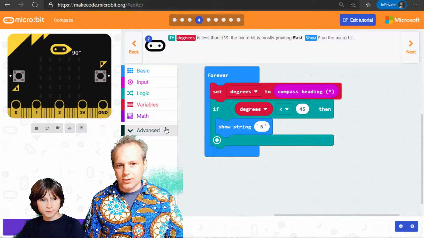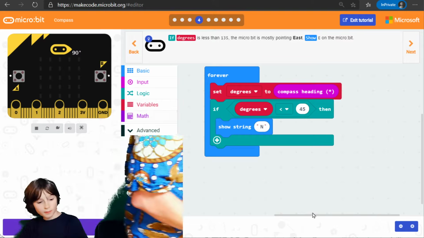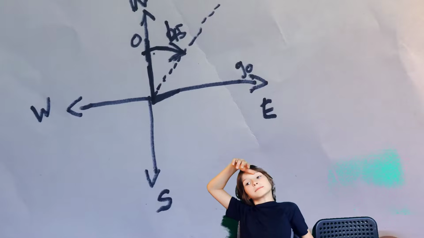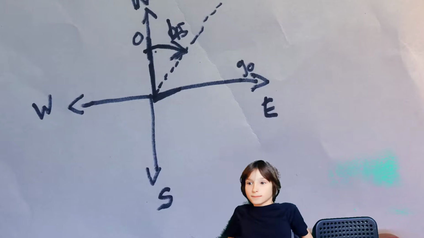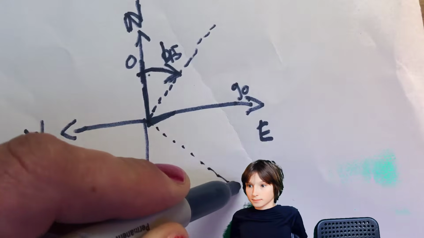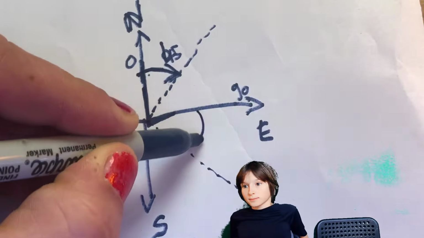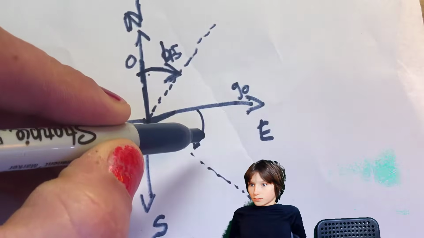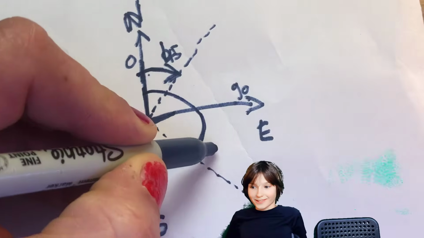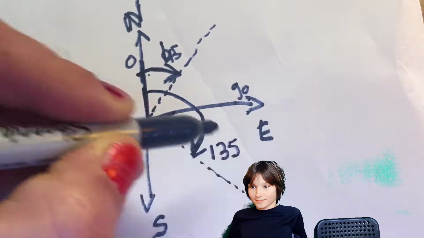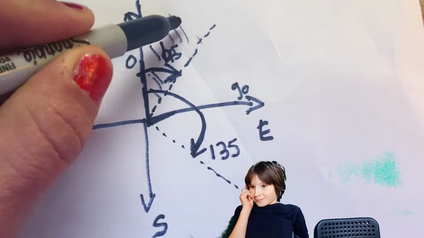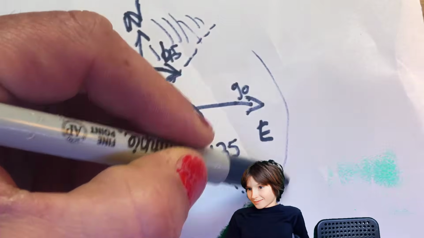Okay, so let's see. Go back to the table. There you go. So we've got northeast. We got 90 here, and then we've got kind of half of that. That's going to be 90 plus 45, which would be 135. So we know that we're not in here because we've already covered that, and we're interested by this zone here.